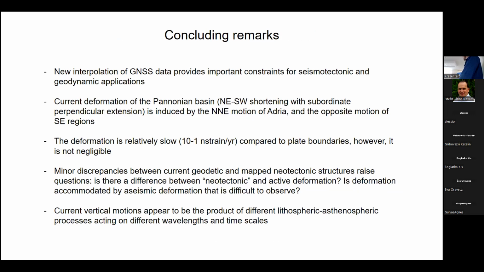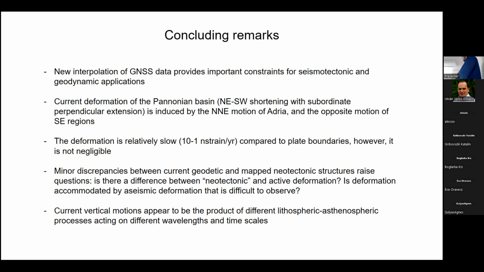So, new interpolation of GNSS data provides important constraints for seismotectonic and geodynamic applications. The current deformation of the Pannonian is a northeast-southwest shortening, with a very much subordinate perpendicular extension. And this still fits the picture that it's induced by the north-northeastward motion of Adria, but the opposite sense motion of the southeastern regions also seems to be important. The deformation is relatively slow compared to plate boundaries, but it's definitely not negligible.